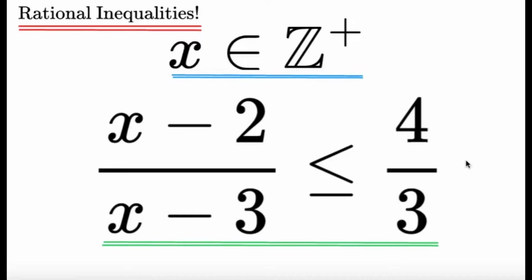So we have a rational inequality here. x is a positive integer such that (x - 2)/(x - 3) is less than or equal to 4/3. And we're asked to get all possible values of x.